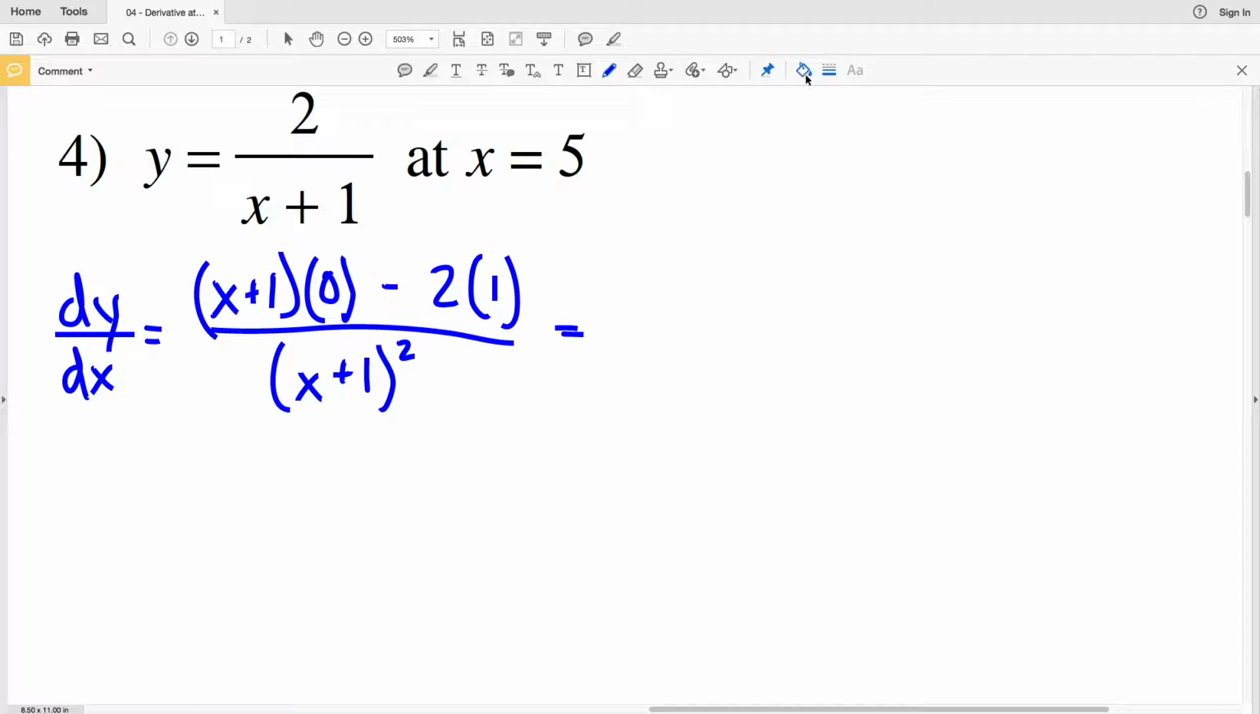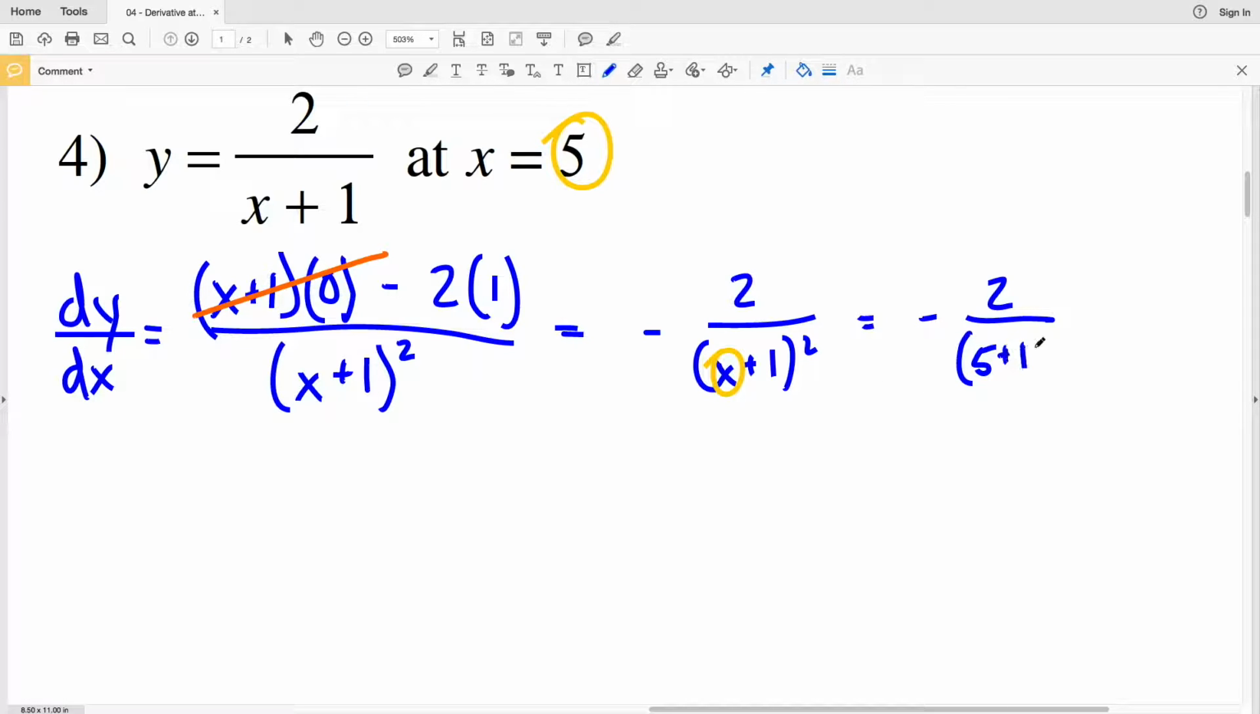So simplifying, we can see that x plus 1 and 0 will cancel out, so we'll get negative 2 over x plus 1 squared. Now that we've simplified, we can take our value of 5 and plug that in for x in our derivative equation. So we'll get negative 2 all over 5 plus 1 squared. That's negative 2 over 5 plus 1 squared, which is 6 squared, or 36.